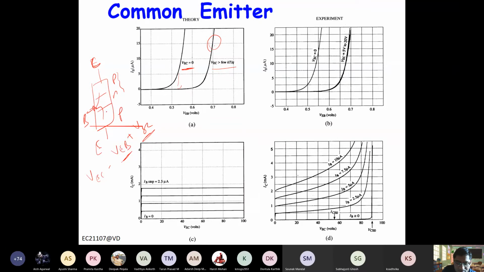And then if you reverse bias one of these, then current from the emitter will straightaway pass to the collector, and a very small base current will be there. So that's why you see this here. And again, it depends on the reverse bias, but the effect is minimal here.